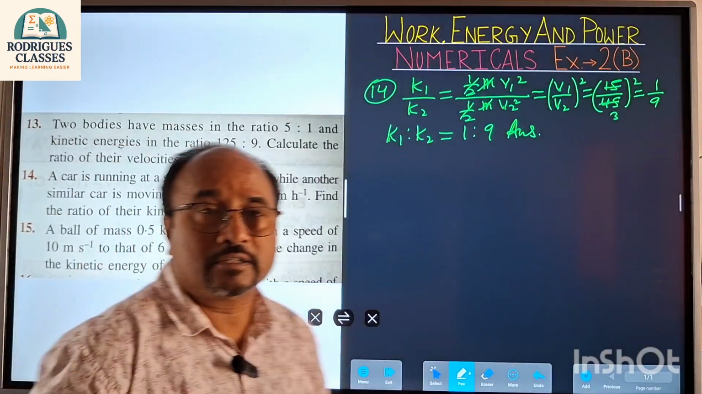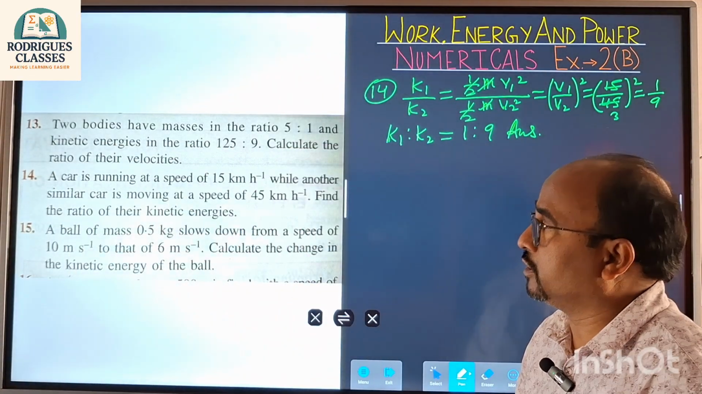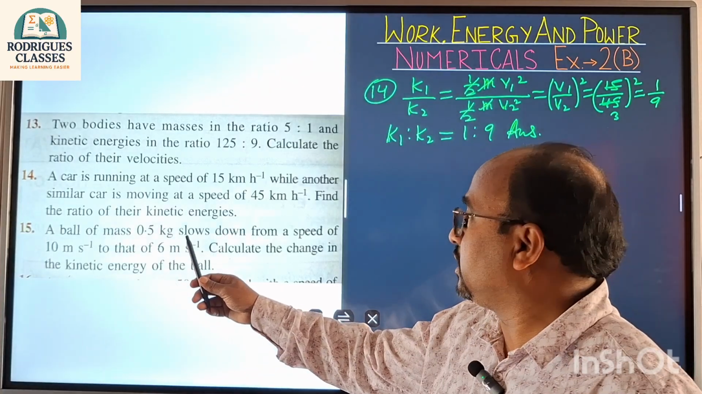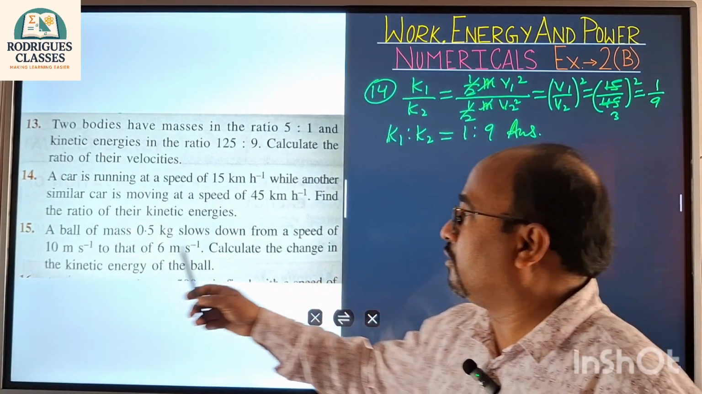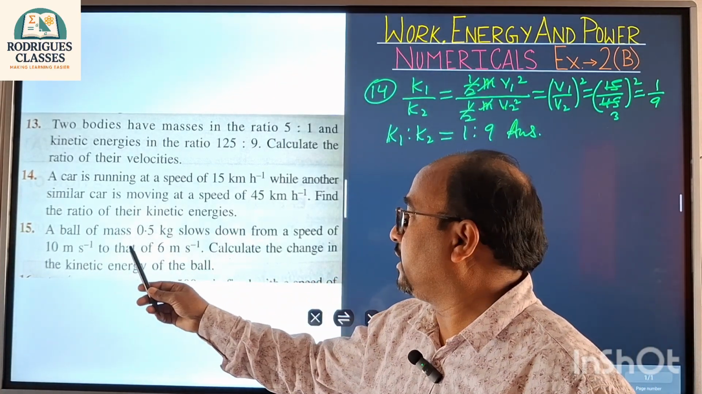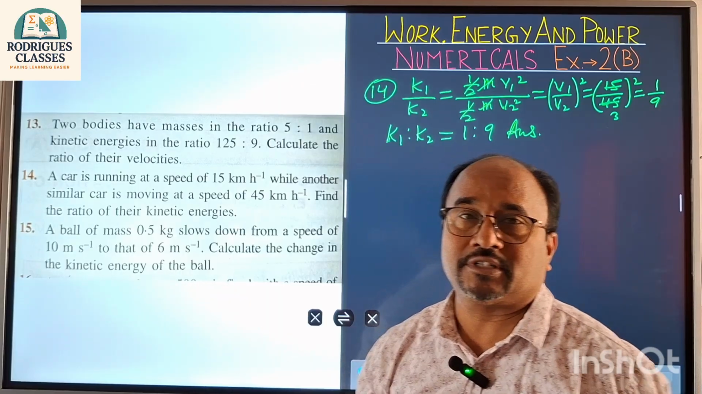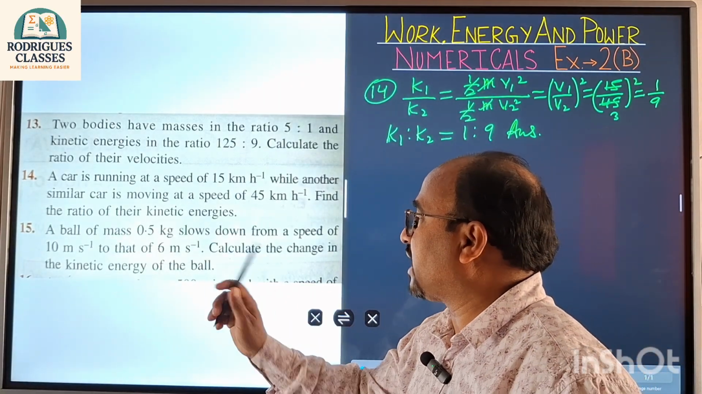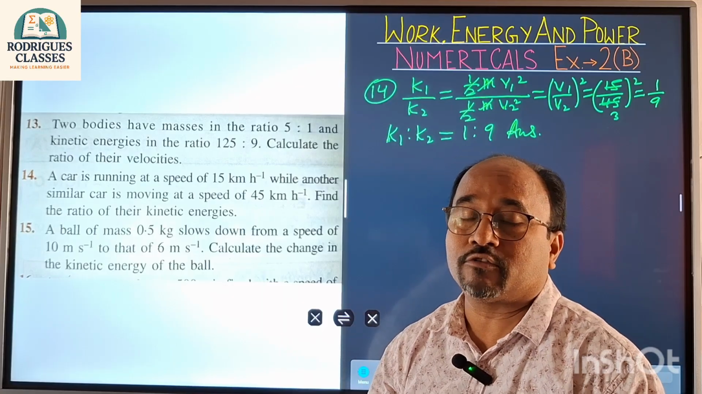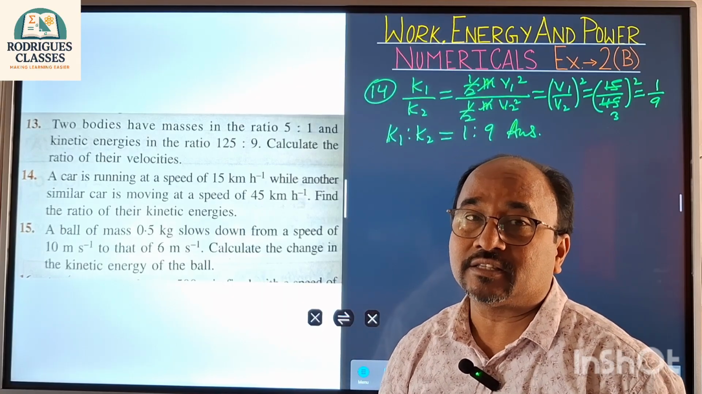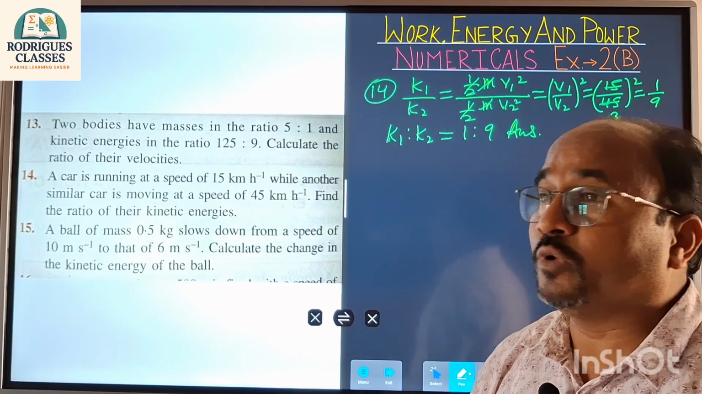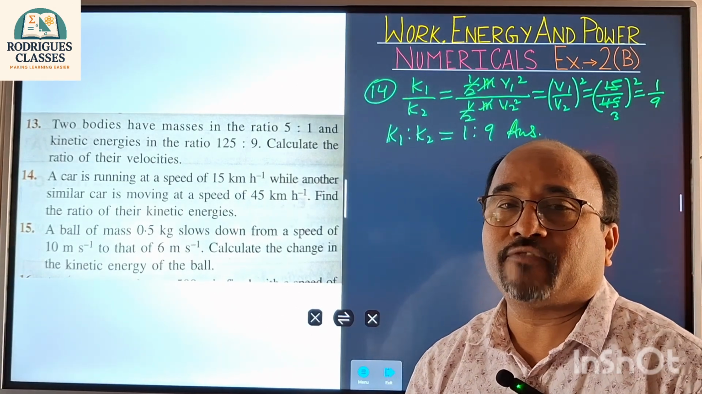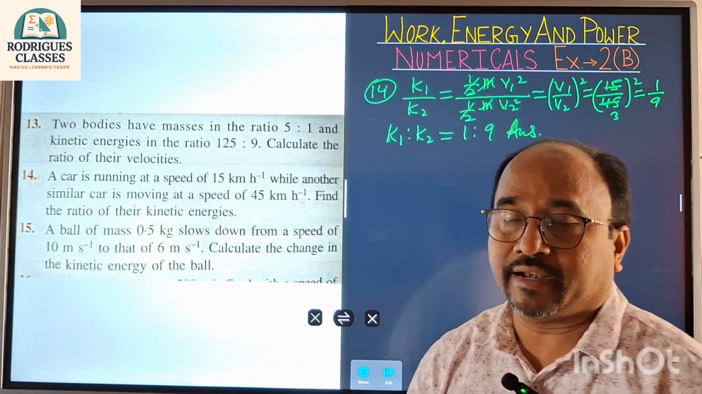Okay. Let us now move to numerical number 15. A ball of mass 0.5 kg slows down from a speed of 10 meter per second to that of 6 meter per second. So there is a decrease in speed. Calculate the change in kinetic energy of the ball. So we have to find by how much the kinetic energy is changing. Okay, so we will be using the kinetic energy formula. So initial and final we will be subtracting and getting it.